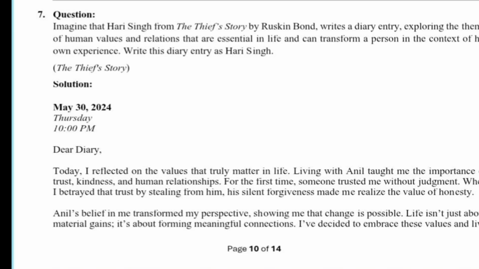Here's the question. The question says, imagine Hari Singh from The Thief's Story by Ruskin Bond writes a diary entry exploring the theme of human values and relations that are essential in life and can transform a person, in context of his own experience. Write a diary entry as Hari Singh. So you have to write the diary entry about Hari Singh. Let's read this and you will understand.